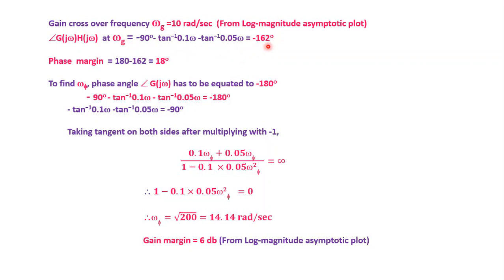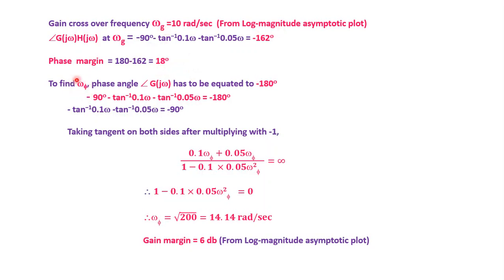Minus 162 means it is less negative than minus 180. So subtract 162 from 180. That is the phase margin. This we have already understood in the Nyquist. Same thing we are doing using the Bode plot. That's all. So phase margin is 18 degree. Even we could have obtained this from the phase angle plot, but that is not at all required. Straight away we have done.